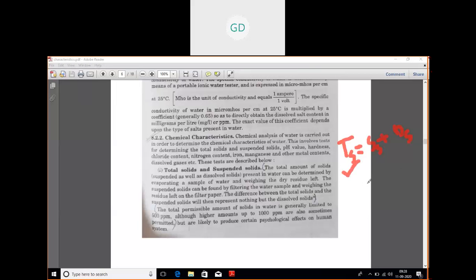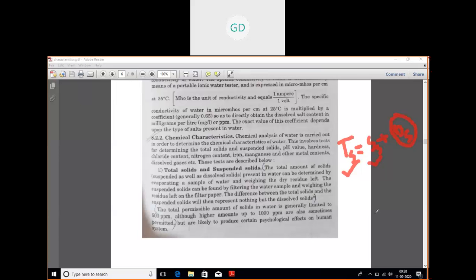Just now we told you we need to evaporate the sample of water, and using filter paper you have found out the suspended solids. Now you can easily find out the dissolved solids by subtracting suspended solids from total solids. So likewise, you can find out your total solids, suspended solids, and dissolved solids.